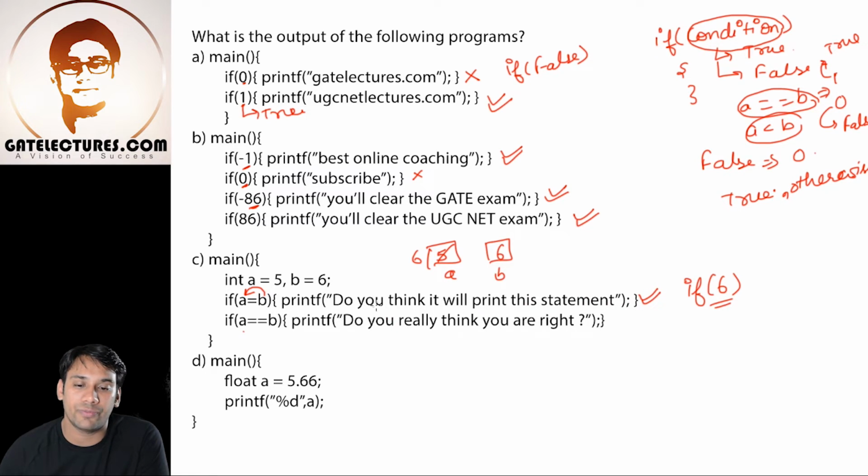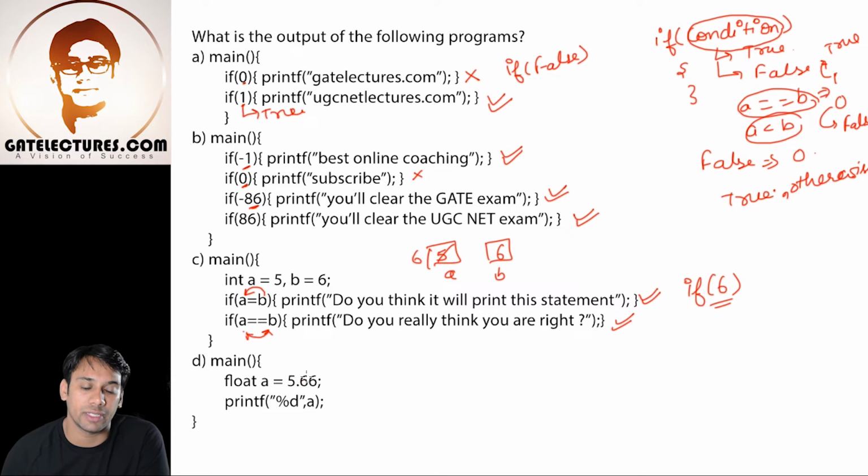Okay, now the value of a is 6 and the value of b is also 6. That means the value of a is now changed. So now if we execute if a double equals b, that means we are comparing their values, and their values are equal, therefore this statement becomes true, therefore this will be executed.